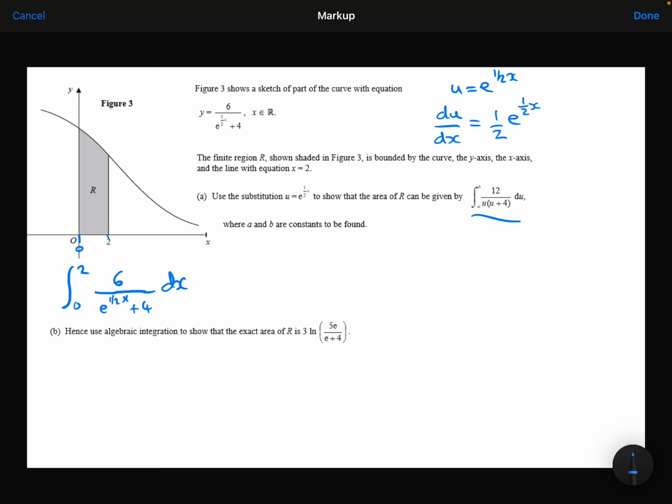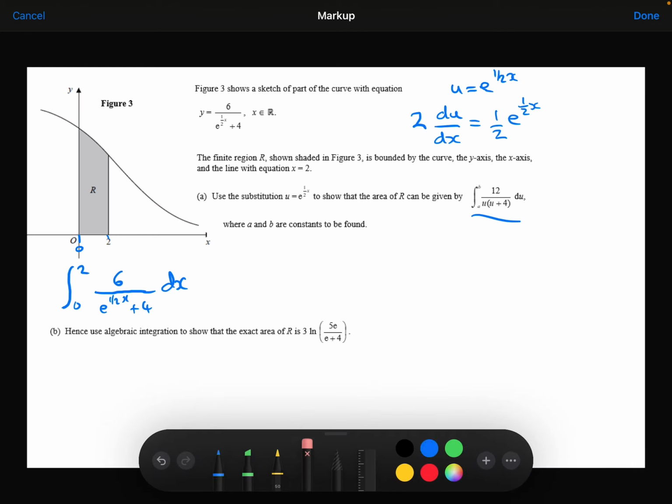Making dx the subject now then. So I will times both sides by 2 to get 2du over dx. And then I will times both sides by the dx, and then divide both sides by the e to the half x. So I'm going to replace the dx with 2du over e to the half x.